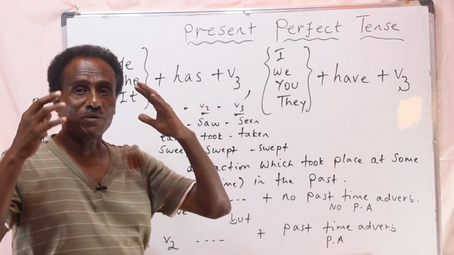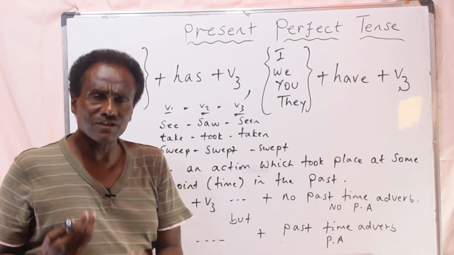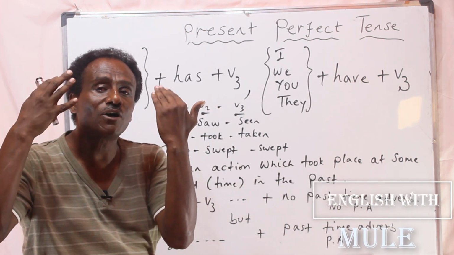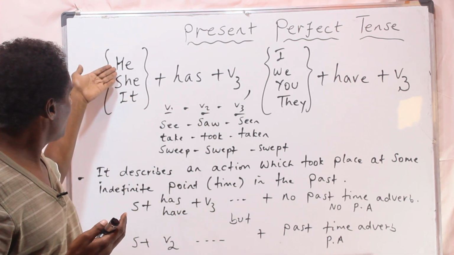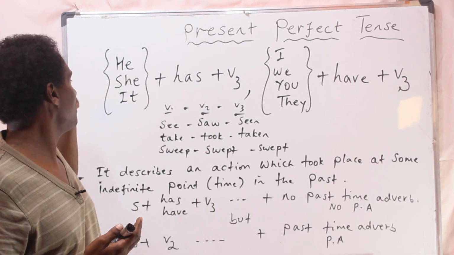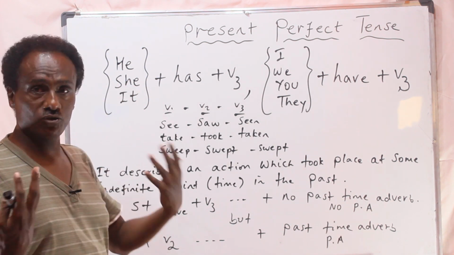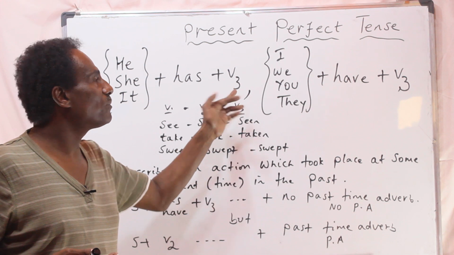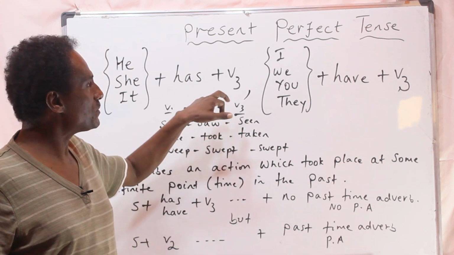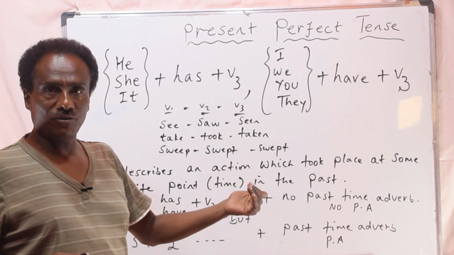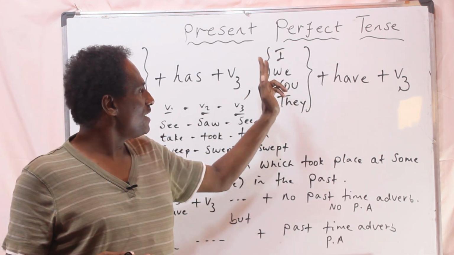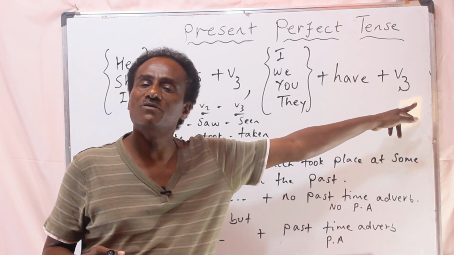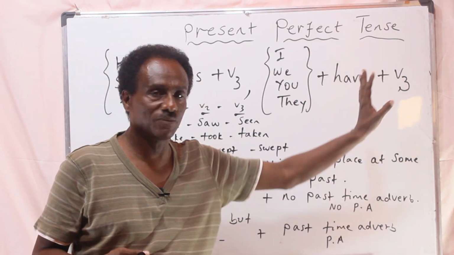So when you think of present perfect tense, we think of a formula, okay? It should occur to our mind. This formula: he, she, it take has, okay? Has means he, she, it, has, plus verb 3. Verb 3 means past participle, right? I, we, you, they, all of these together take what? Have plus verb 3 is done. Have plus verb 3.